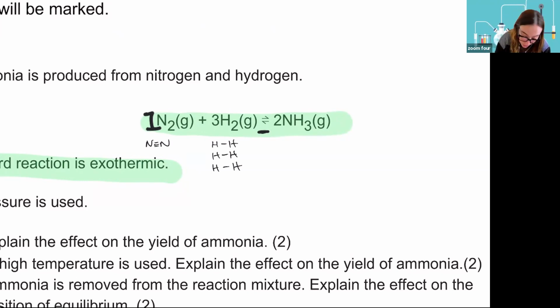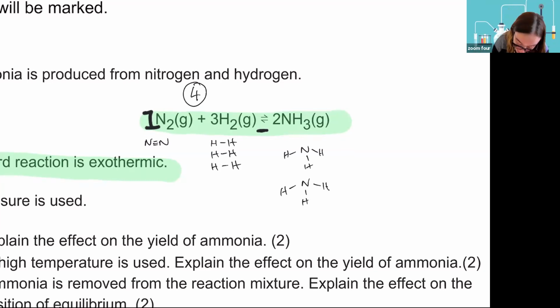So overall, on this side, I'm going to just put a 4 to show that there are 4 molecules on the left-hand side. On the right-hand side, I have got 2NH3, which is this molecule twice. And I don't expect you to know the shape of these molecules. This is just me trying to help you visualize it. And so that's 2 molecules of NH3, so I'm just going to write 2 at the top.